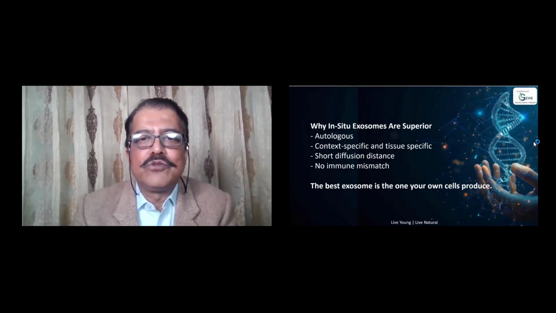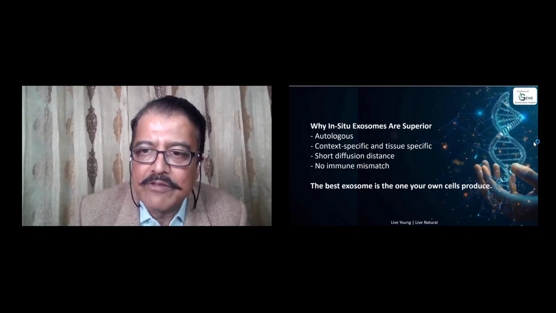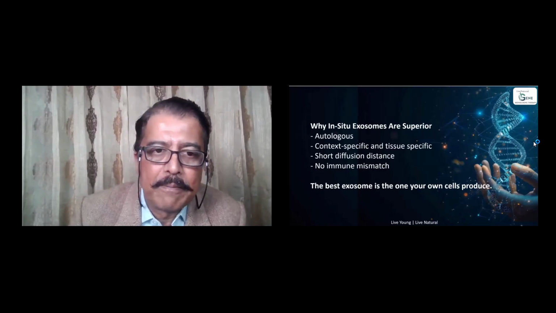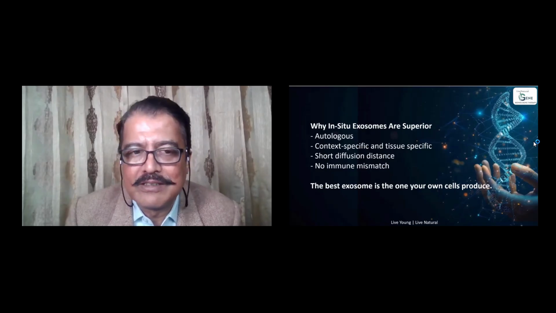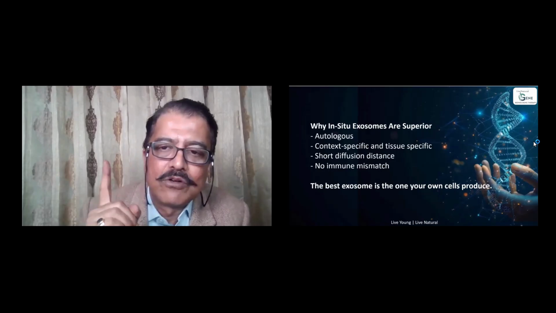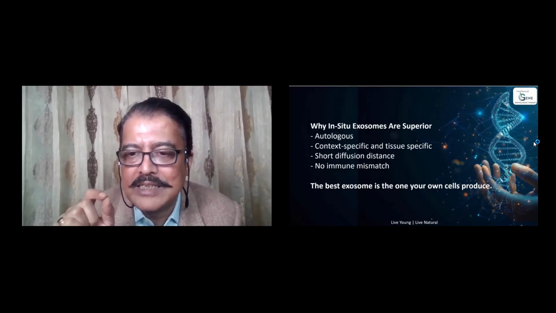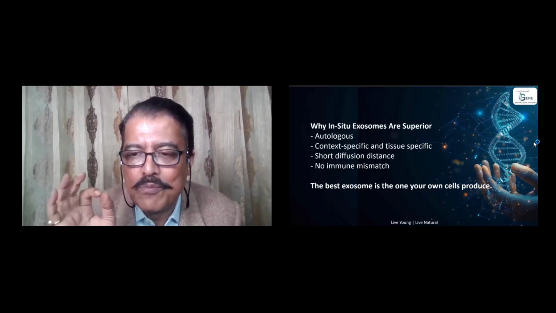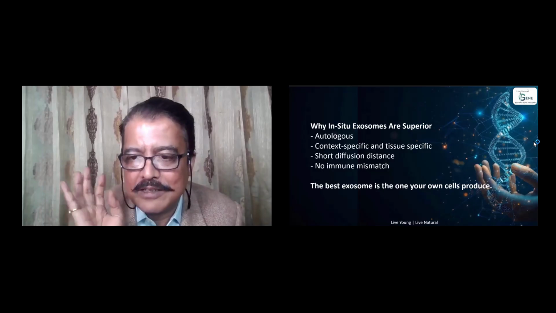So why in situ exosomes instead of just putting injections? We doctors are very fond of injecting. Why are in situ exosomes superior to injections? One, they are autologous. Your body makes them. The tissue makes it for itself. There is no better match. So it is autologous. Second, it is context specific.